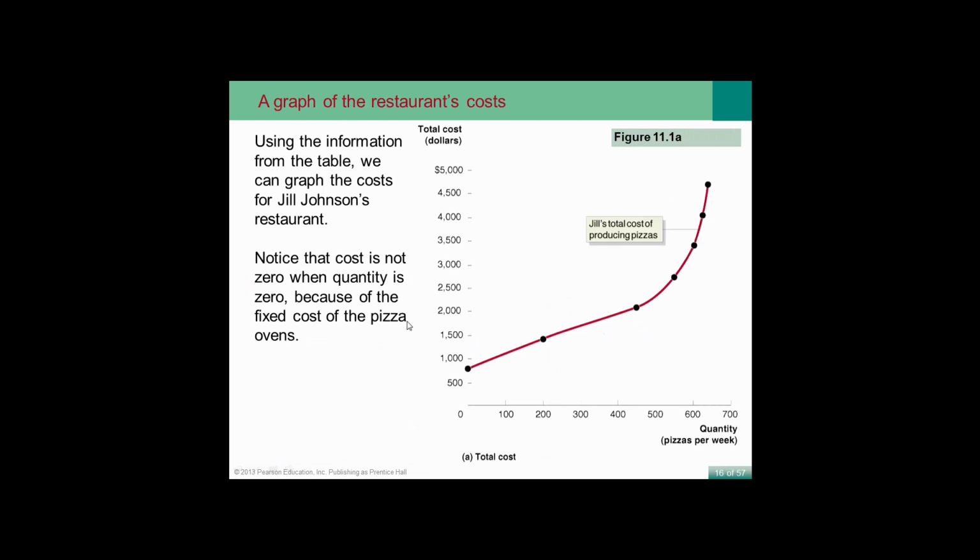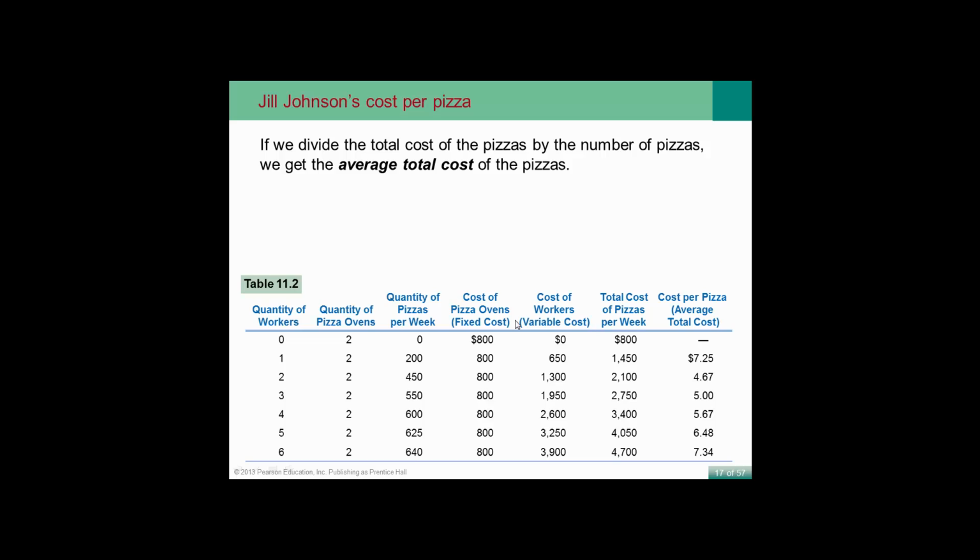So let's graph this. Using the information in the table, we graph the total cost for Jill. Notice that cost is not 0 when quantity is 0, and that's because of the $800 in fixed oven cost. Naturally, as costs increase, Jill wants to make more pizzas. If we divide the total cost of pizzas by the number of pizzas, we get the average total cost per pizza. So this is our total cost. This is the quantity of pizza. So we take this and divide it by this.